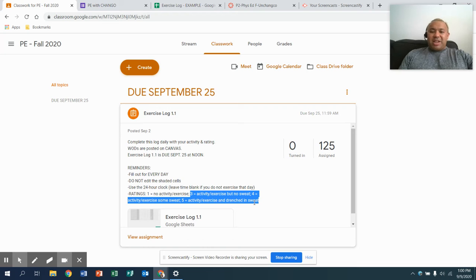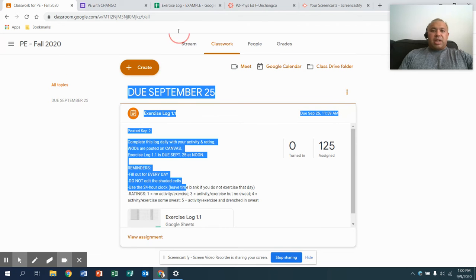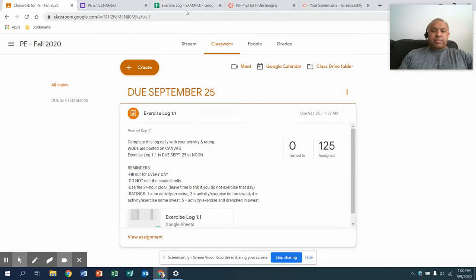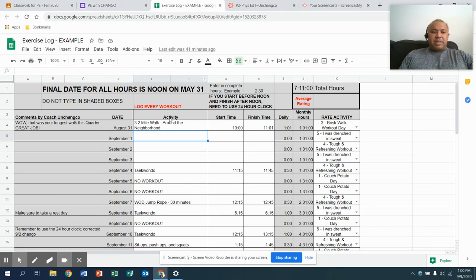So let's take a look at what the exercise log is going to look like. All right, you would click on the button there to get to your exercise log, but we're going to look at an example for right now. This example is actually in your Google Classroom feed. So if you look at this, on August 31st, I did a 3.2 mile walk, and I also just included the description there that I walked around the neighborhood. So I have my activity there.